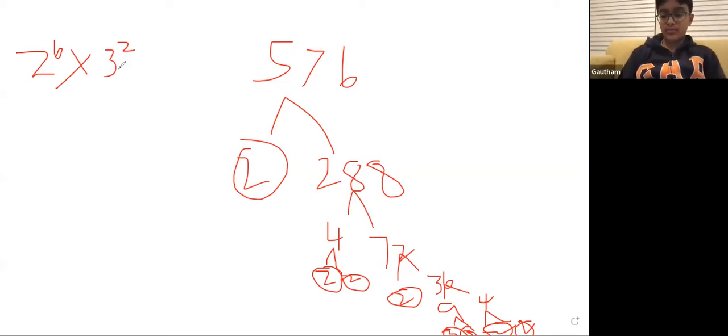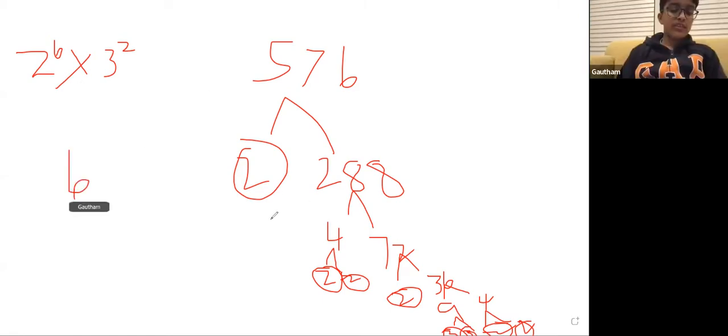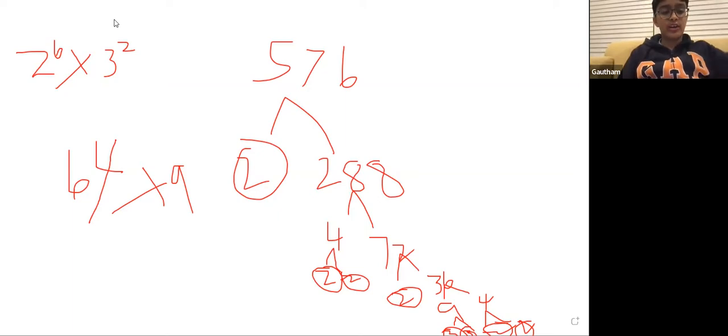576. No. You cannot put 2 times 6. 64 times 9. That will be 576. I'm asking the square root. We are finding the square root. We are not prime factorizing. Square root means... Oh, right. Yeah, right. Okay, sorry.